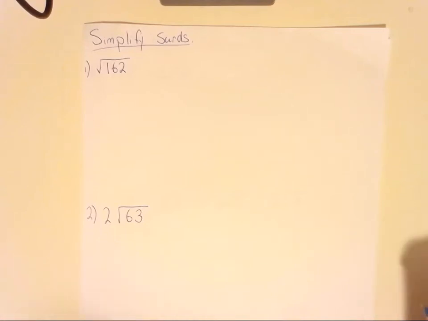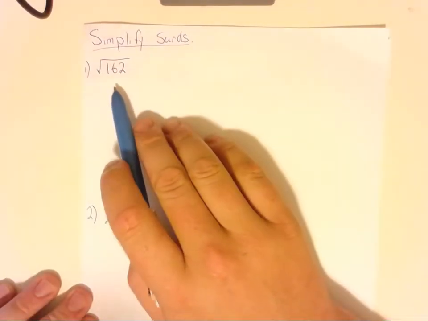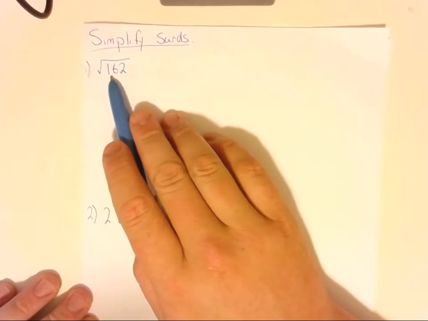Alright, so here we have our simplifying surds video. A lot of these questions are in the revision booklet that you were given, and I'm just going to work through a few of these now. So our first one is we're asked to simplify the square root of 162.